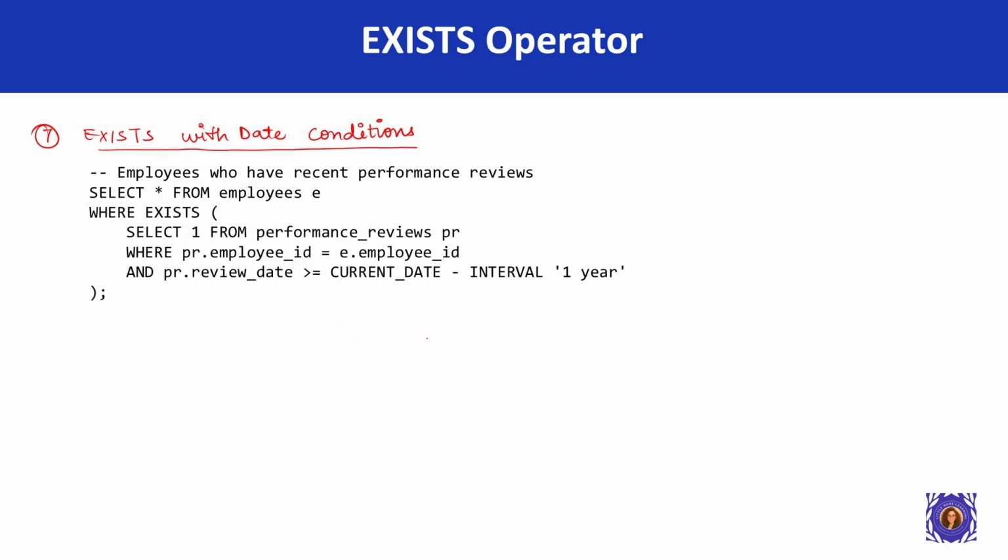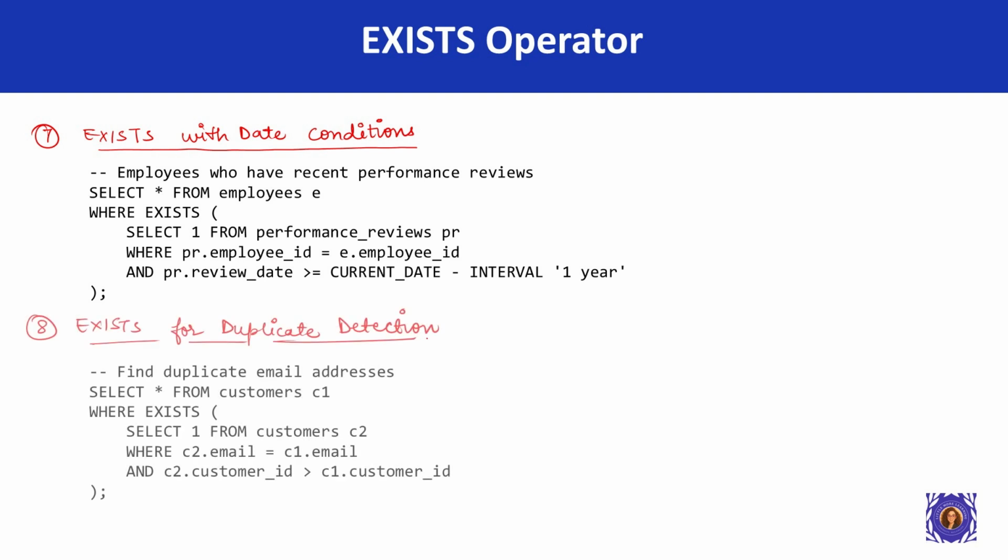Using exists with date conditions is common for finding recent activities. To find employees who have had performance reviews within the last year, you would check for the existence of a record in the performance_reviews table for that employee_ID where the review_date is on or after 1 year ago from the current_date. The exists operator is a handy tool for detecting duplicate records.